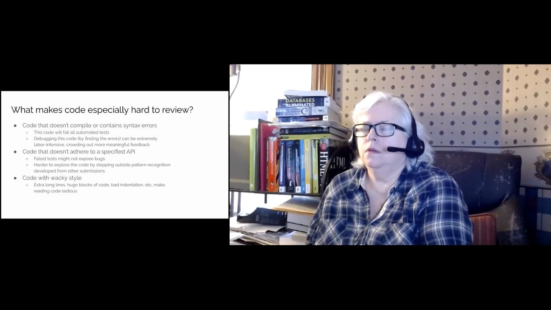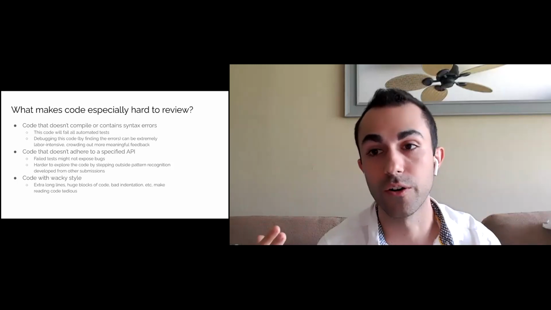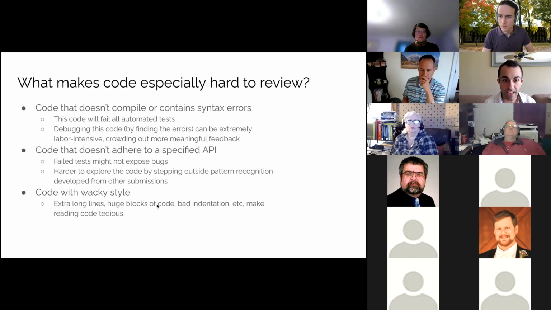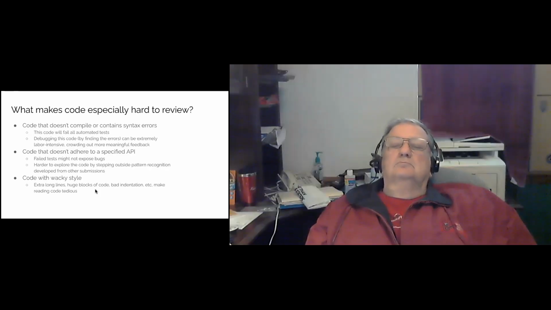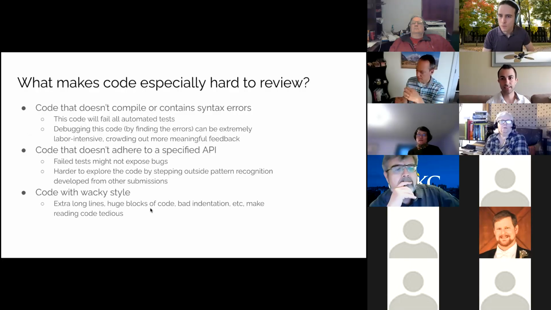And when a student deviates from that structure, it can take substantially longer to grok their code and build up a mental model of it so that you can assess it. And then of course, I'm sure everyone has experienced code that compiles and adheres to a specified API, but contains wacky style: really long lines, no comments, bad indentation, which just makes it really hard to read. We like to call this type of code wingdings code because it's as if someone submitted an essay written in wingdings font.